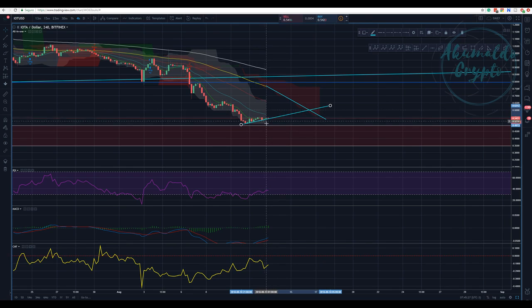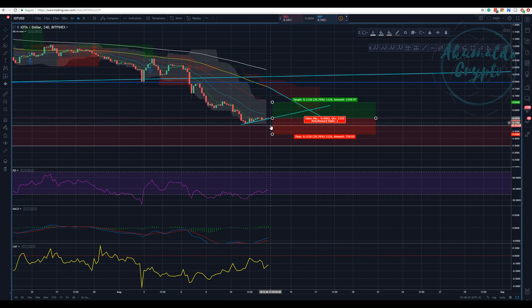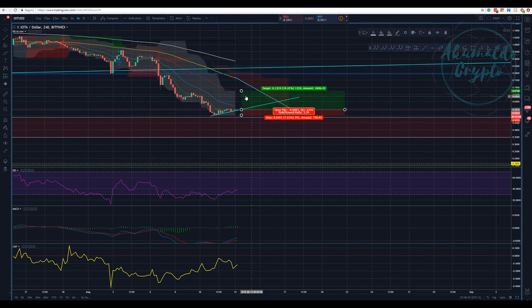If you want to enter a long here, for instance, what would you do? You would put a long here, and you would put your stop loss here at the bottom line of this Donchian channel, and I would target here the 55 EMA. Is it bad? I don't think so. It's a good way of trading.